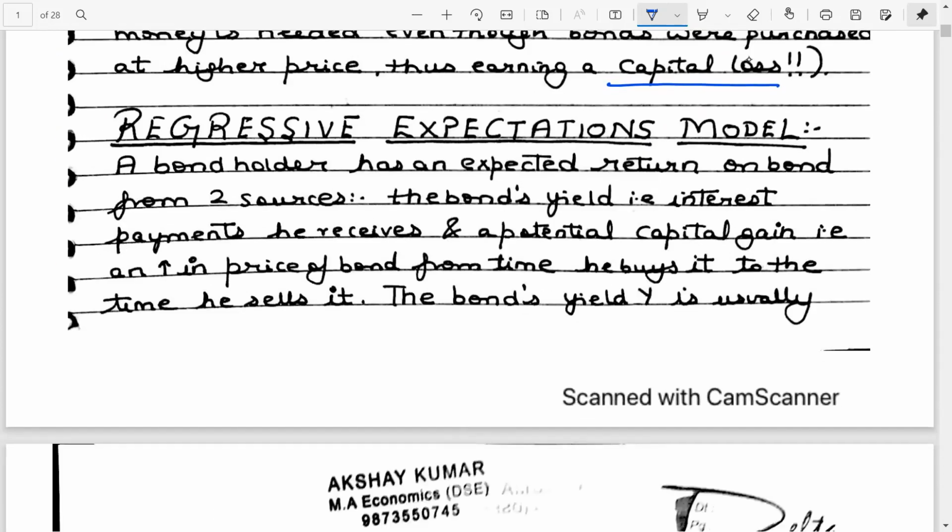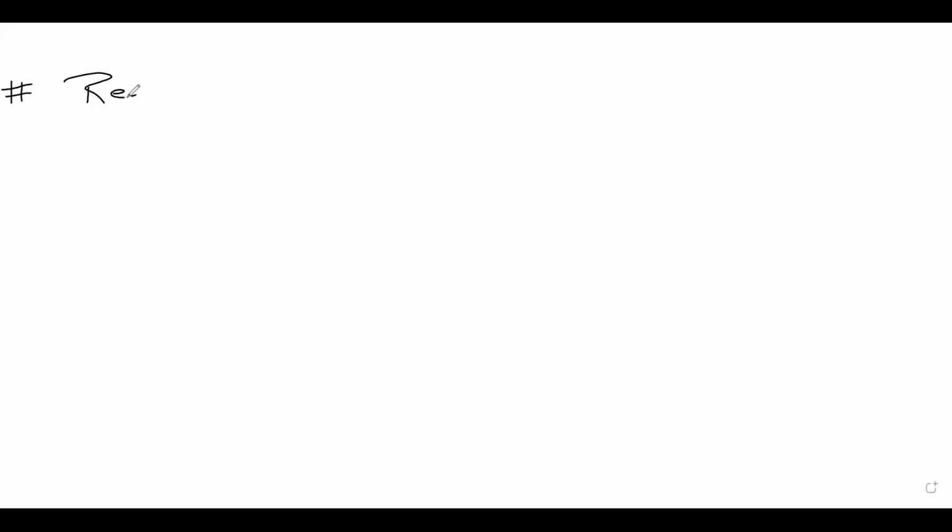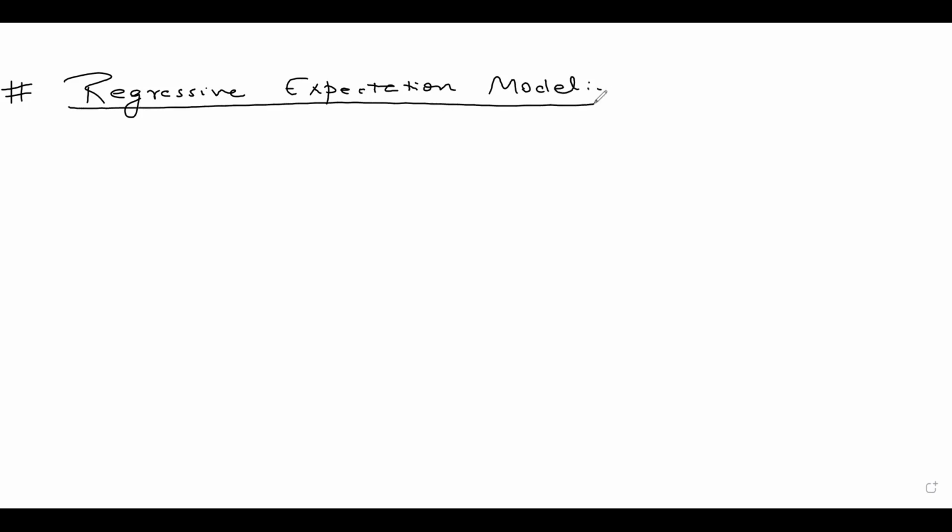Then in the previous lecture, we had started our discussion of the regressive expectation model. On the whiteboard, I am quickly revising the equations we had done in the previous lecture concerning the regressive expectation model. Although this model was not over yet, we had just started it in the previous lecture. Today, we are going to go into more depth of it. So all students can recall W denotes the wealth. You can hold it in two forms, money and bonds.